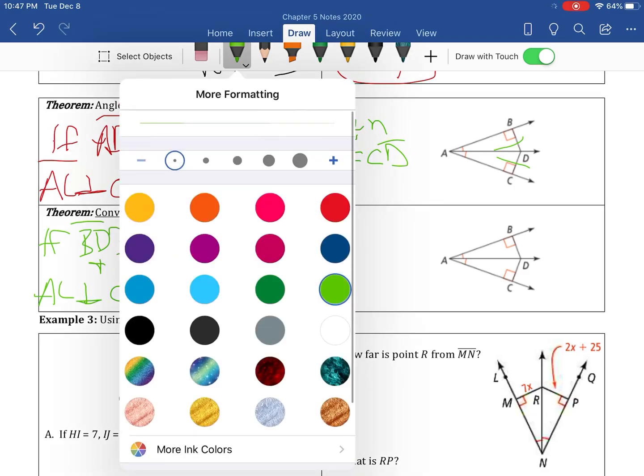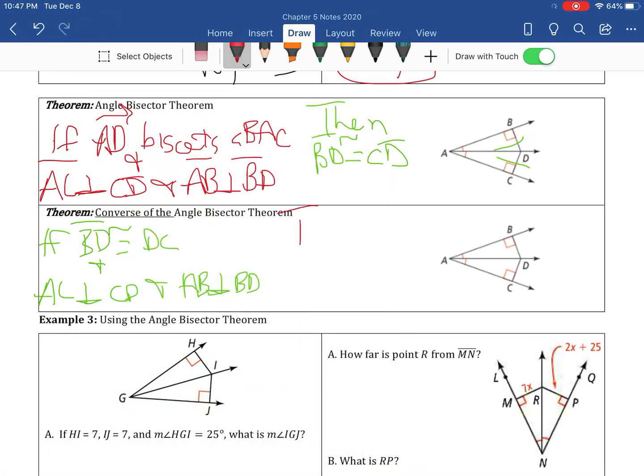then we know that angle BAC is bisected. Again, then AD bisects angle BAC there.